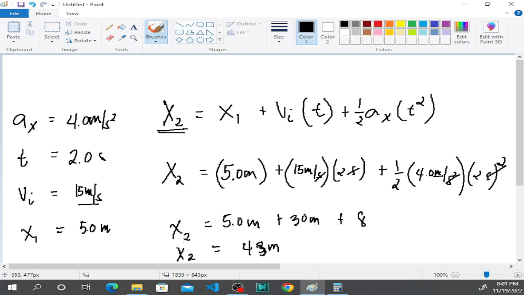All right, so I hope you were able to get the first part of the solution. So this one is 8 meters. Okay, so that's the first part.